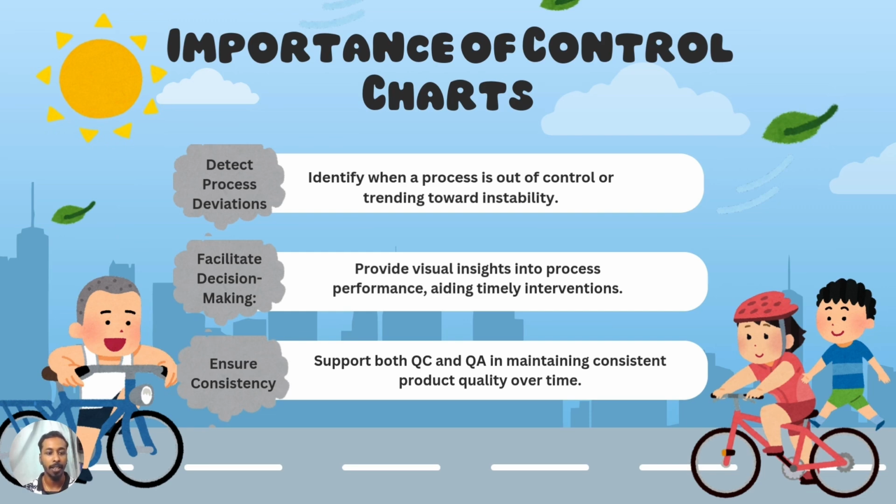So firstly, detect process deviation. It identifies when a process is out of control or trending toward instability. Next is facilitate decision making. It provides visual insight into process performance, aiding timely interventions. Third is ensure consistency by supporting both quality control and quality assurance in maintaining consistent product quality over time.